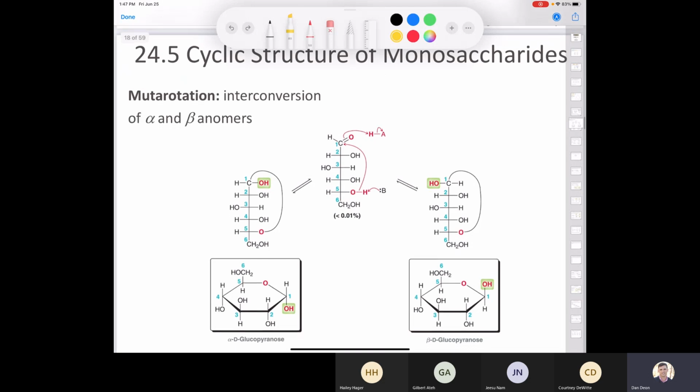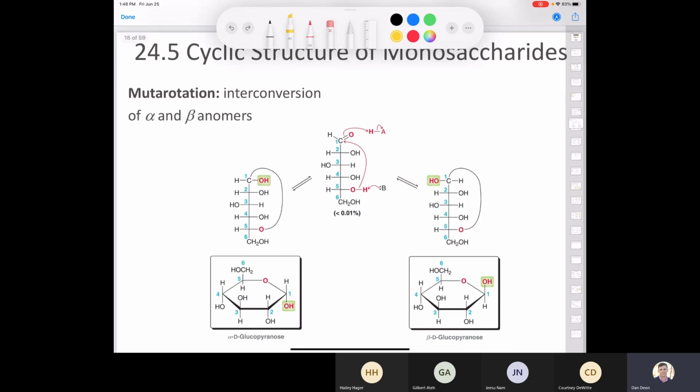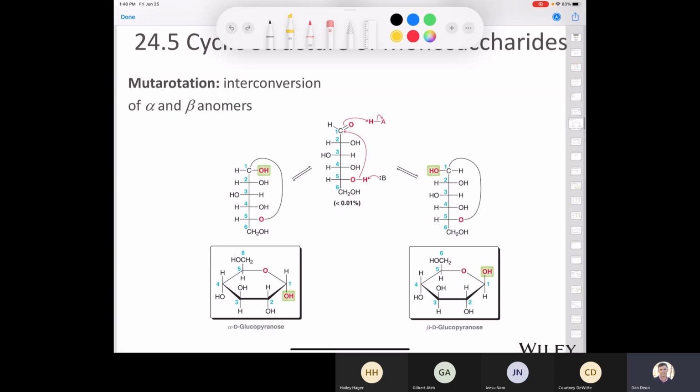Anyhow, let's take a look at the concept of mutarotation, which is this. Now, it says here we have less than 0.01%, and in fact, when you put glucose, for example, in water, it actually exists in an equilibrium. We have the alpha D-glucopyranose, where the hydroxyl is pointing down, which exists at about 37%, and then the other 63% is going to be the beta.